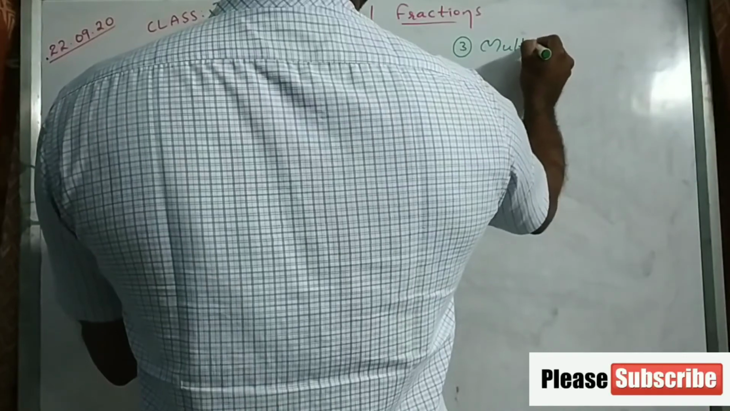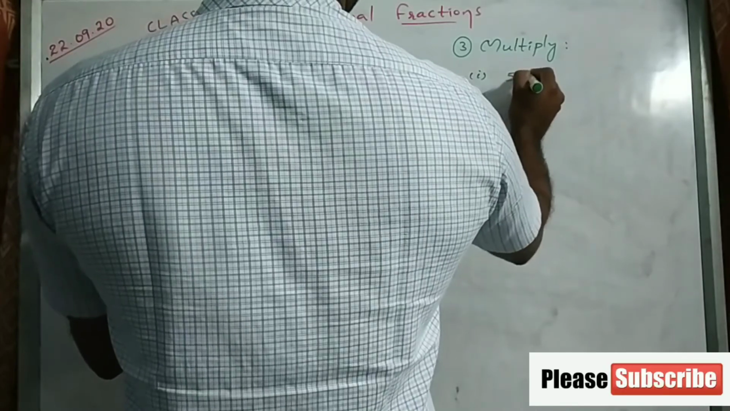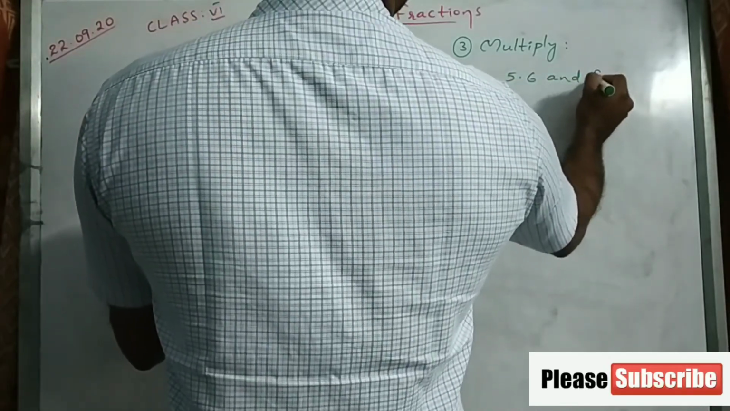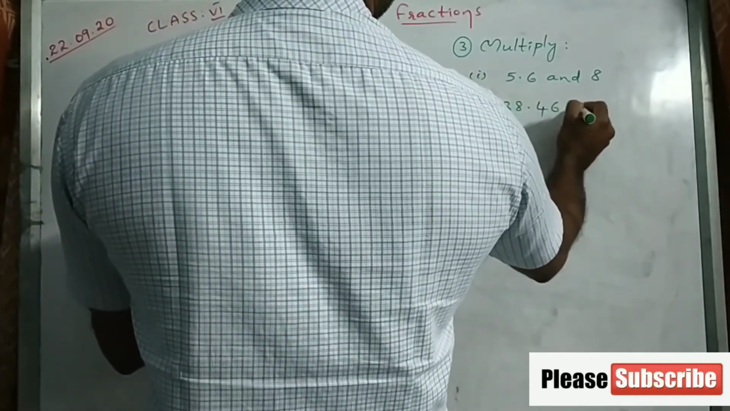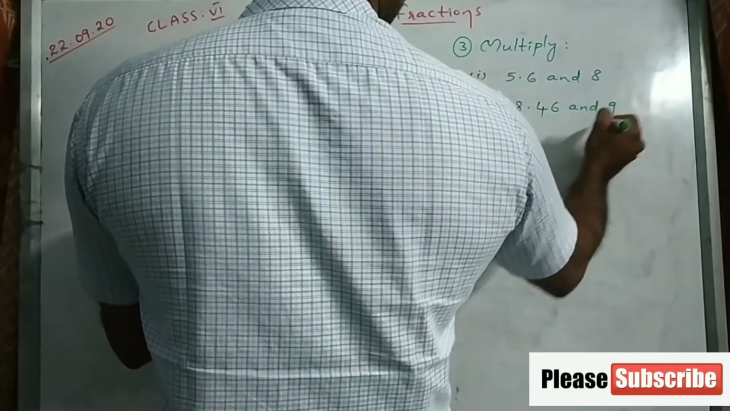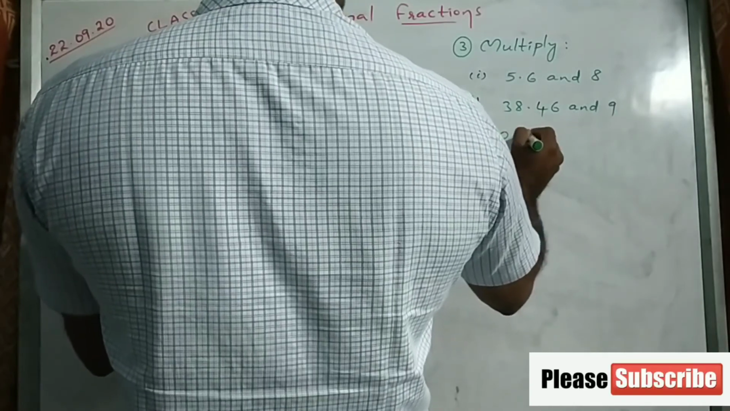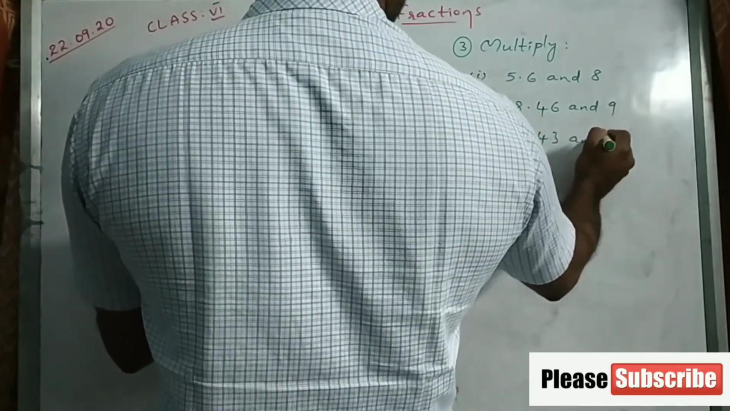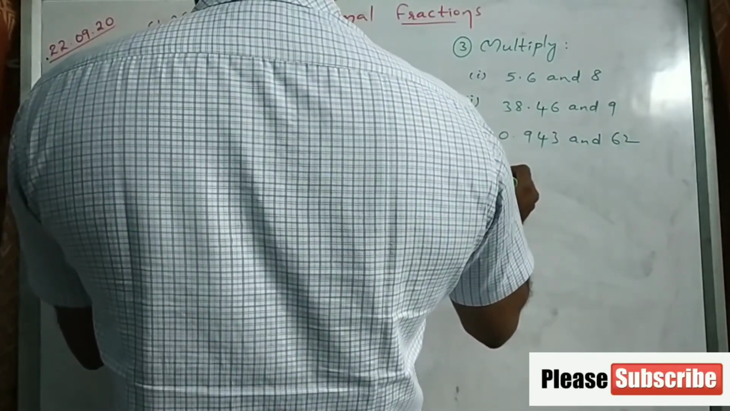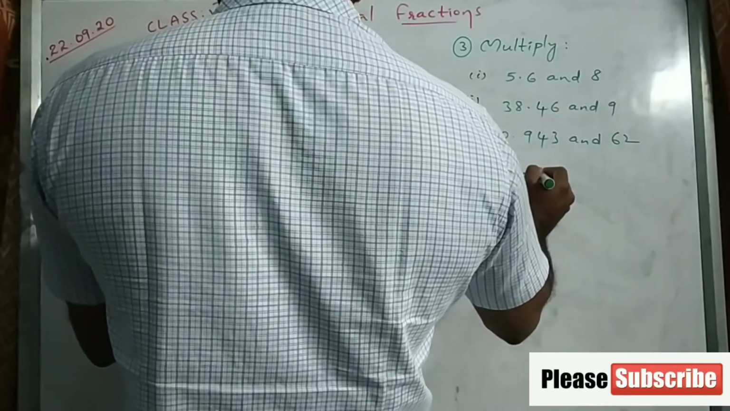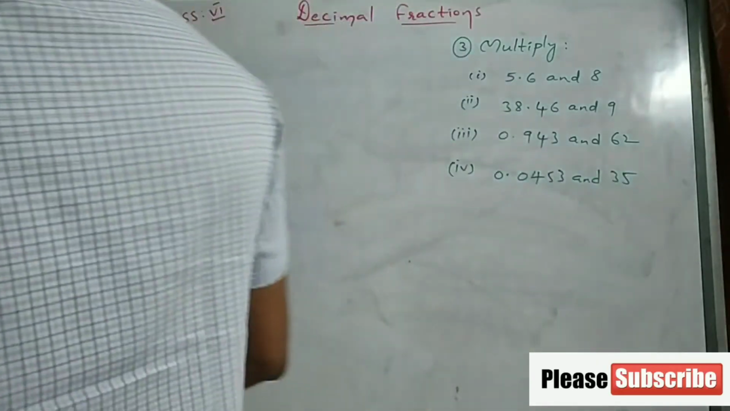Multiply. First one, 5.6 and 8. 38.46 and 9. You should know the tables perfectly. 0.943 and 62. 0.0453 and 35. Let us see those.